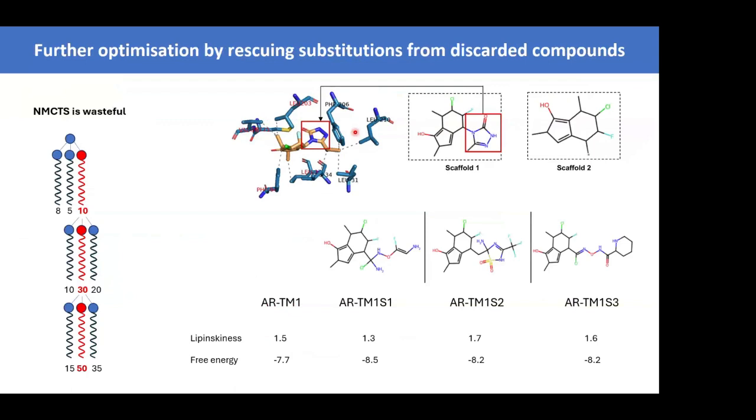But can we do better? Can we even improve further this compound? The problem with nested Monte Carlo tree search is that it's very wasteful. Simply because here, for instance, we generate these compounds. So we end up with 10. We select that path. We generate some more compounds. Now we've got 30 as a best success. And now these routes will be ignored.